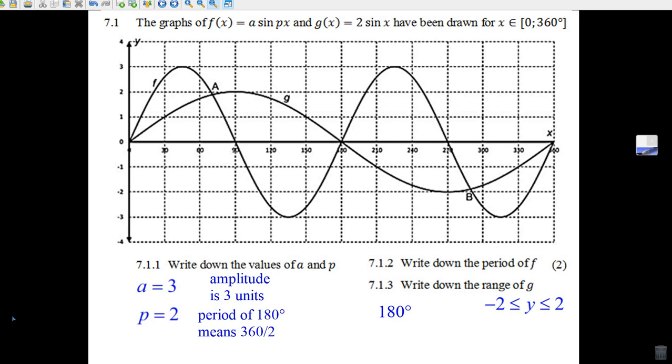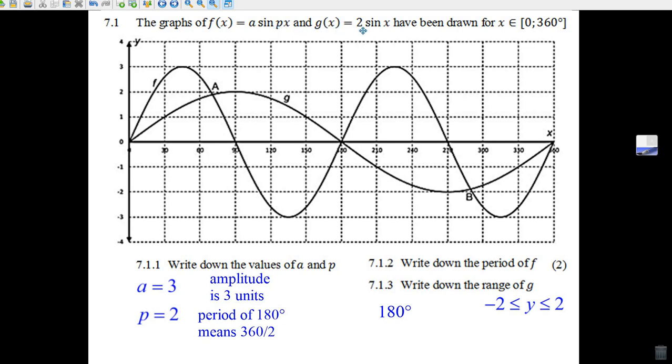Now, this one might be a little scarier to a few people. We're given the graph, and we have to figure out things by looking at which function we're looking at here. So, anyways, it says f of x equals a sine px. We don't know what a is. We don't know what p is.